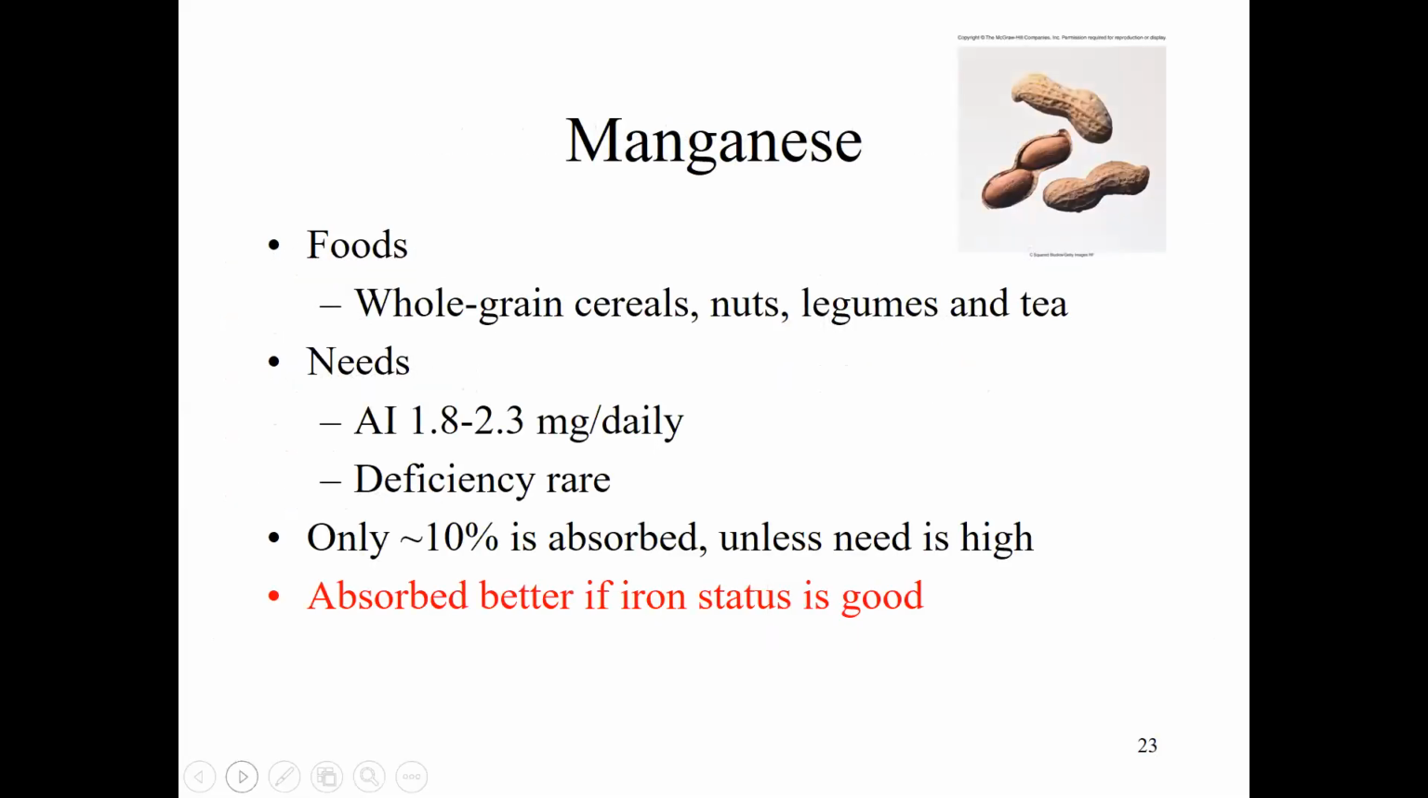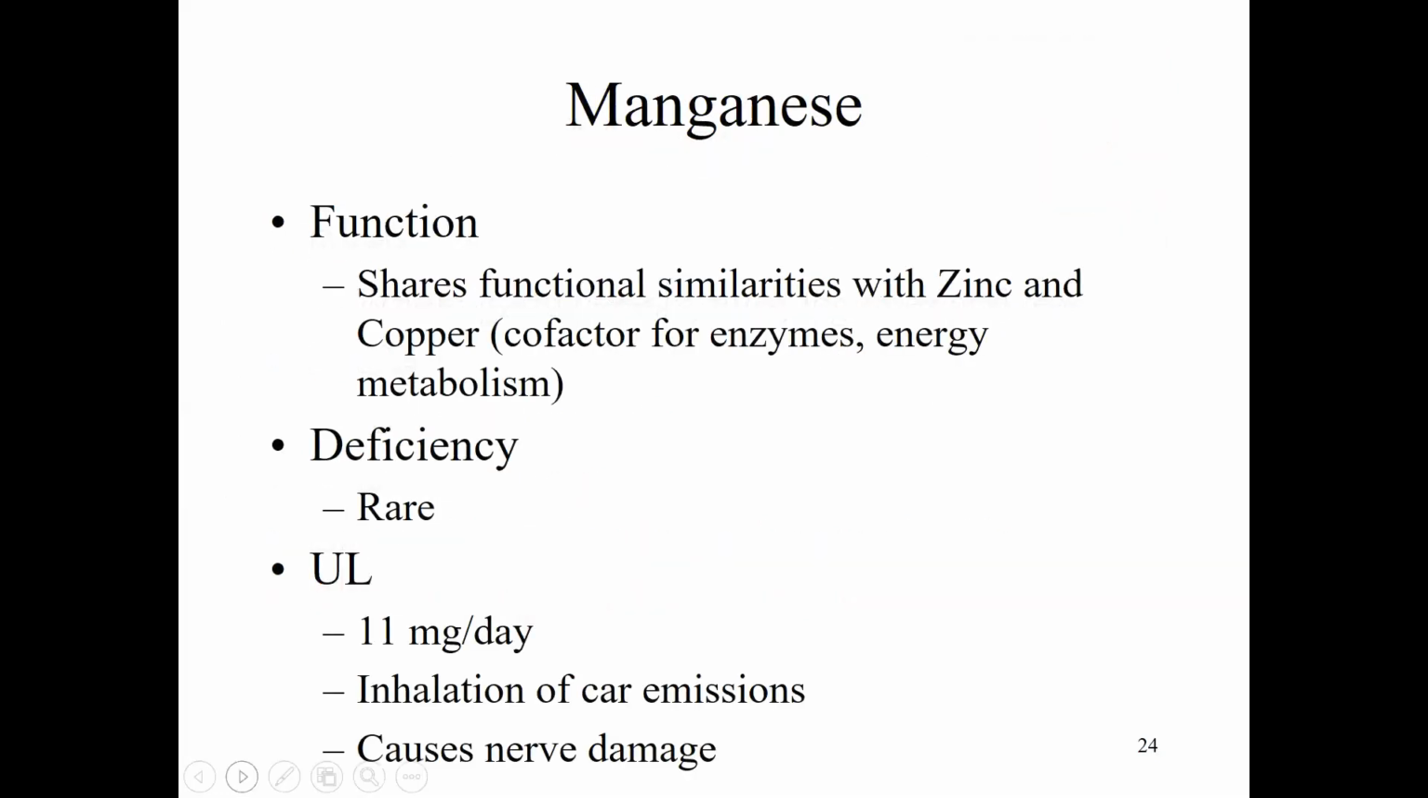All right, manganese is kind of a weird one. People don't really talk about it. That's because it's not a very common deficiency. It's in whole grain cereals, nuts, legumes, and tea. We don't know a whole lot about it. There's no functional marker. We don't absorb a whole lot of it. We do absorb it better if iron status is good. So it's kind of another example of how some of these minerals help each other out and sometimes compete with each other for absorption. In terms of its function, it's very similar to zinc and copper. It's a cofactor for enzymes and involved in energy metabolism.